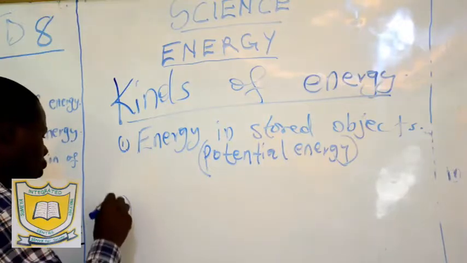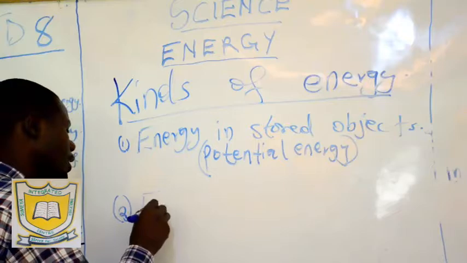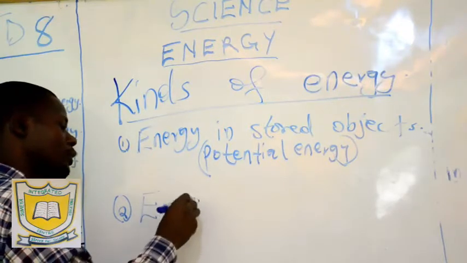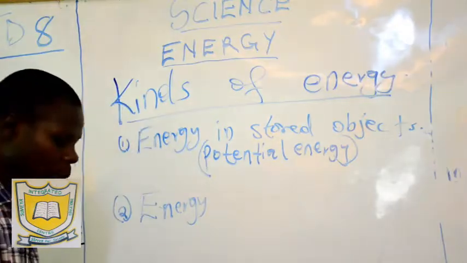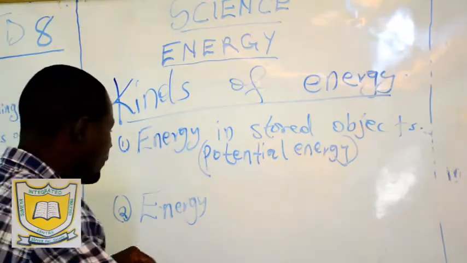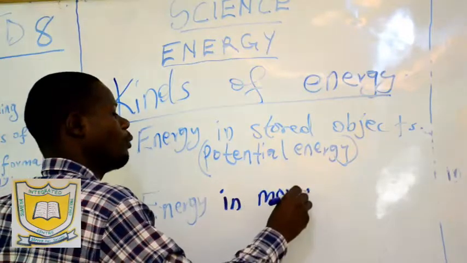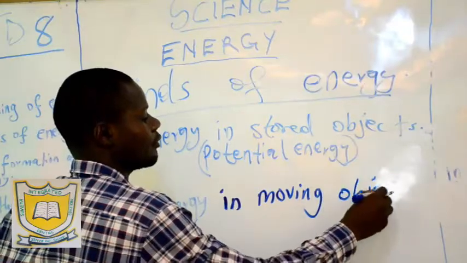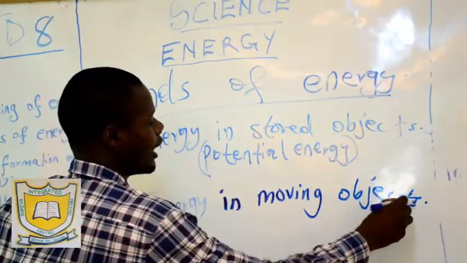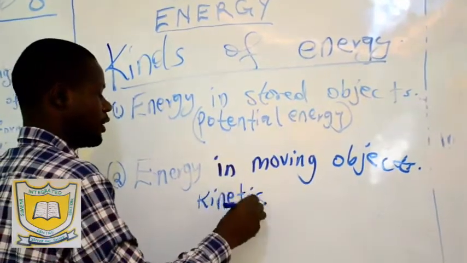Number 2, we have energy in moving objects, or energy in motion. This one we will term as kinetic energy. Kinetic energy.